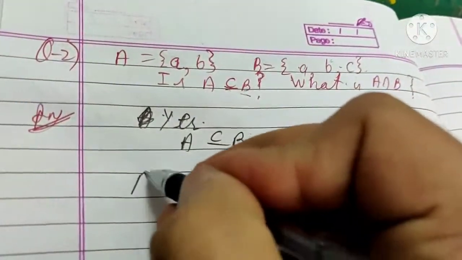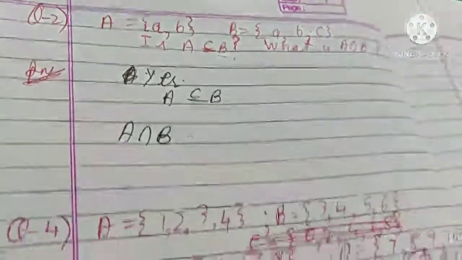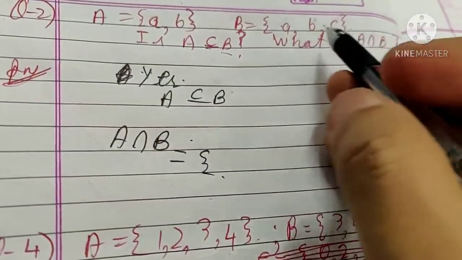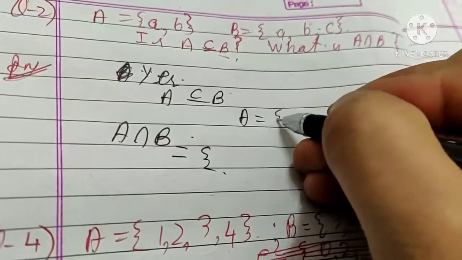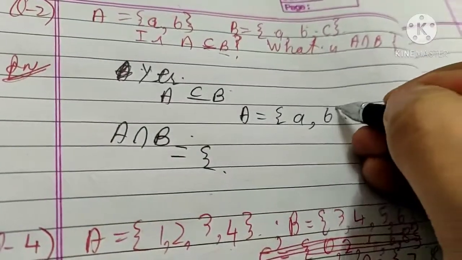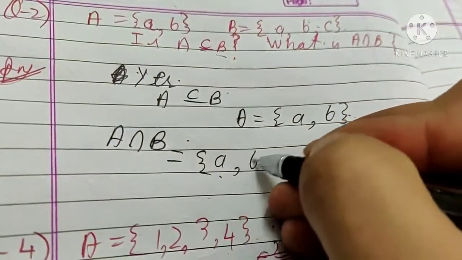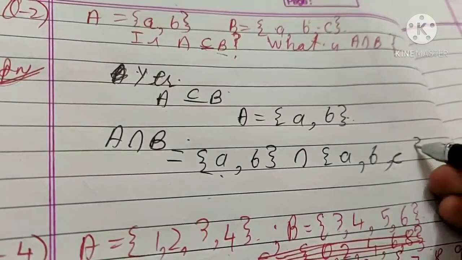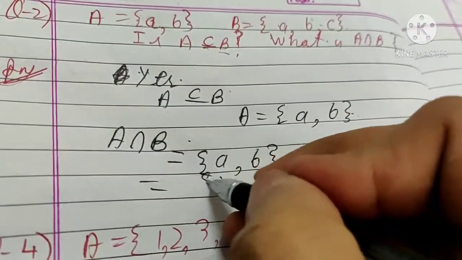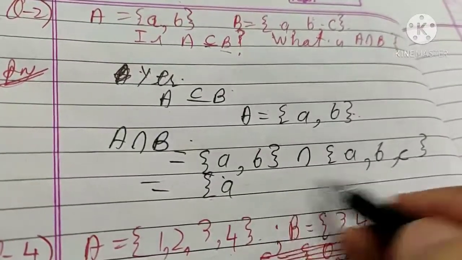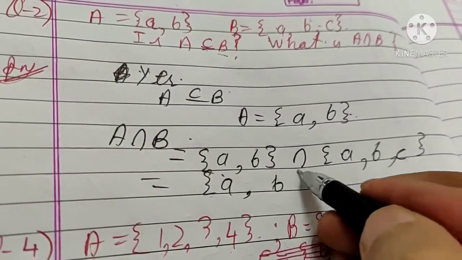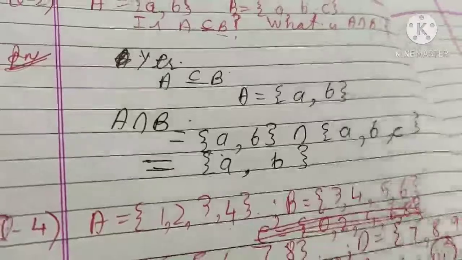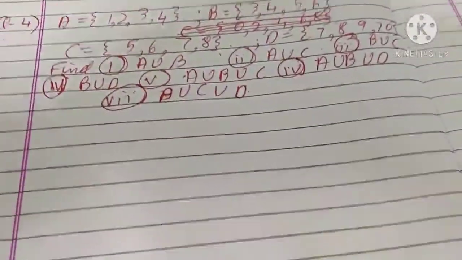And now we have to calculate A intersection B. What does A intersection B mean? The common elements. What are the common elements between them? A set is {a, b}. Means we have to find the intersection of these, so what is common? A is common between them, B is also common, and C is not common. So {a, b} is the intersection of set A and set B.